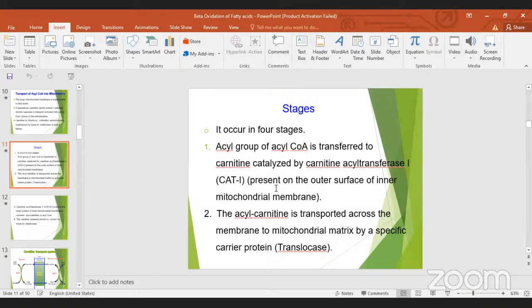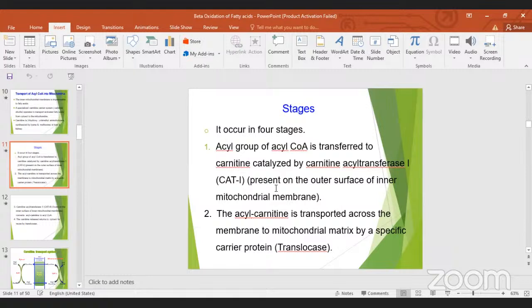It occurs in four stages. One is the acyl group of acyl CoA transferred to carnitine, catalyzed by the enzyme carnitine acyl transferase present on the outer surface of the membrane. This is CAT1.